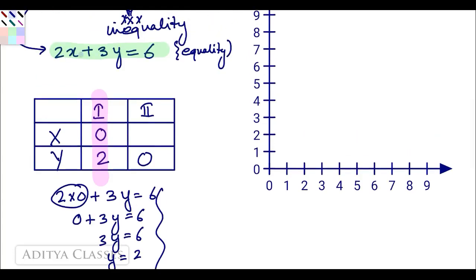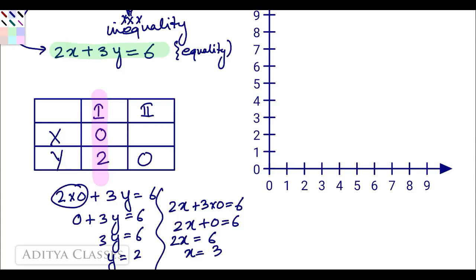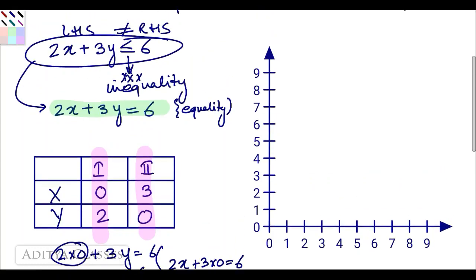So in this given equation, 2x plus 3y is equal to 6, if I put y is equal to 0, it becomes 2x plus 3 into 0 is equal to 6. That is 2x plus 0 is equal to 6. That is x is equal to 3. So when I put y is equal to 0, I get x is equal to 3. This becomes my second point. So these 2 points are required in order to plot this given equation.